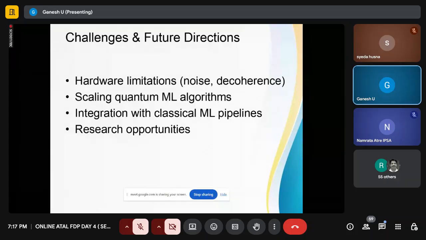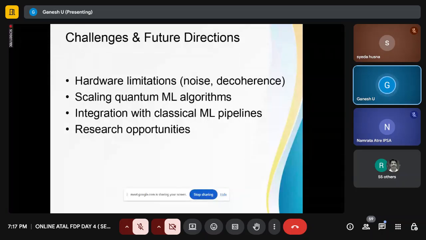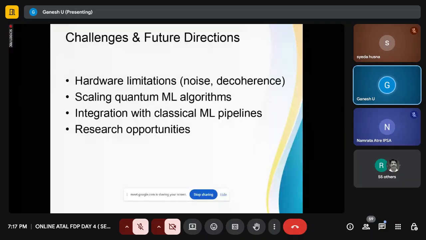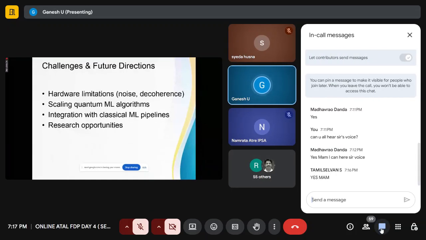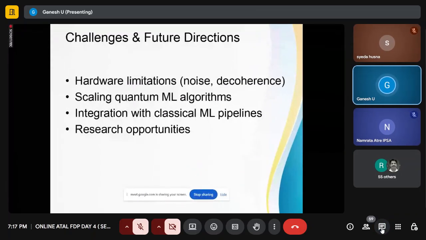Challenges and future directions are hardware limitations, mainly in quantum computing. The main drawback is noise and decoherence, which we already discussed. In coming years, we hope everything will be resolved. In future we will see it like normal computers, normal laptops and mobile smartphones, as we are seeing now. We can expect that.